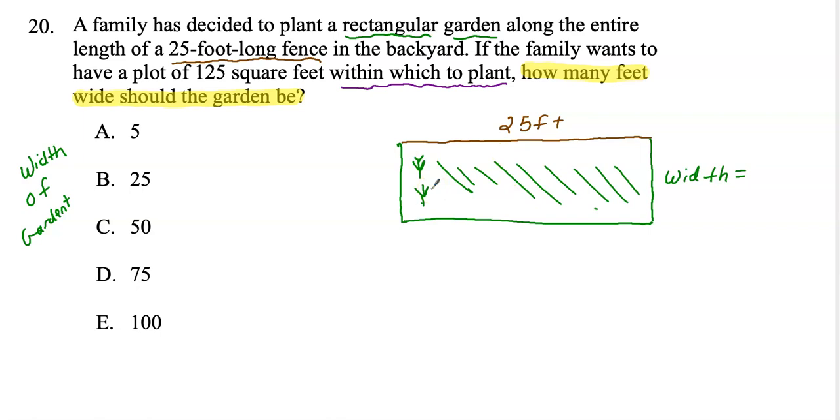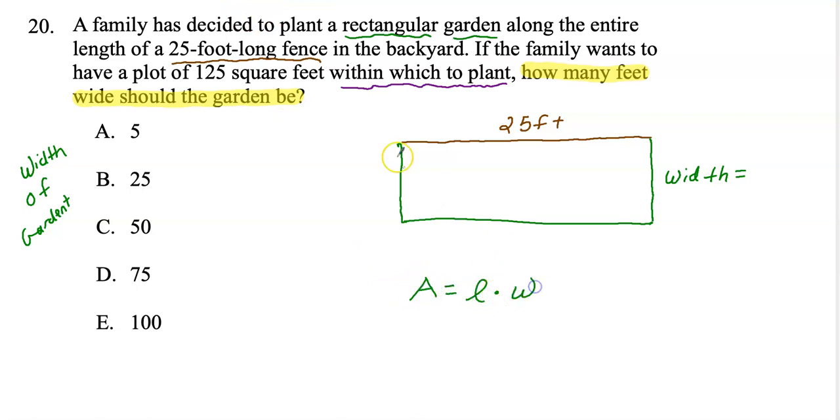So that's going to help us realize that we're dealing within the garden, or the space inside the garden, which represents area. Now I know I'm dealing with area, and you'll have a formula sheet, I believe, for some basic formulas, but the area of a rectangle is the length times the width. And they give us the area right here. It's 125 square feet.